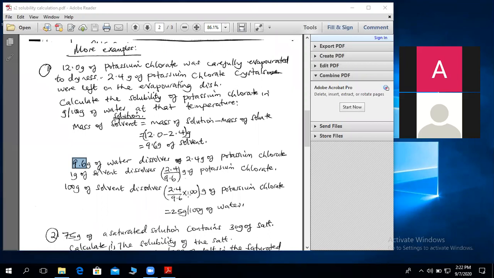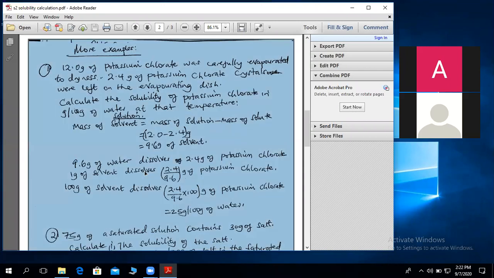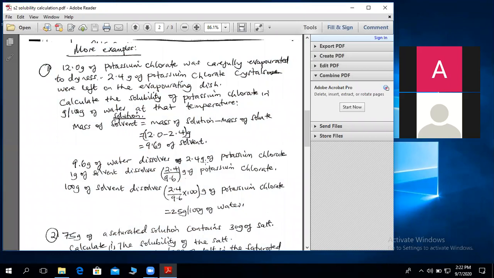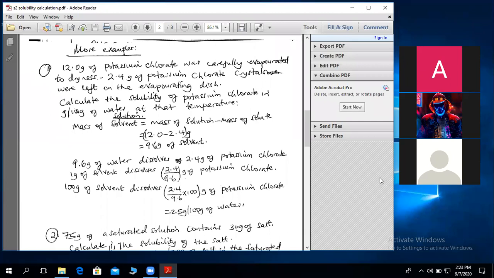So what about 1 gram? You divide by 9.6 both sides here, and you also divide by 9.6 here. And that's how you have 1 gram equaling 2.4 out of 9.6 grams of potassium chlorate. And for 100, you multiply by 100 here and 100 here, and you end up getting the answer as 25 grams per 100 grams of water.